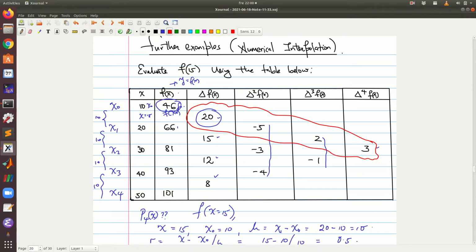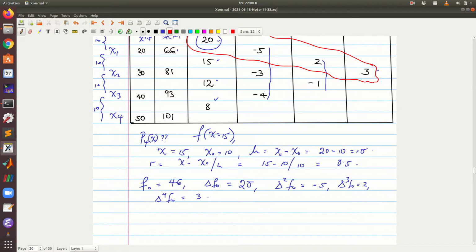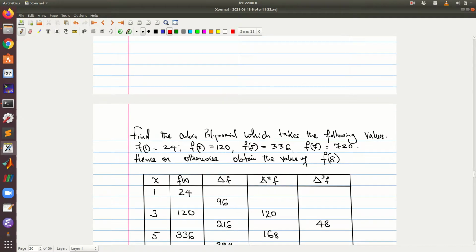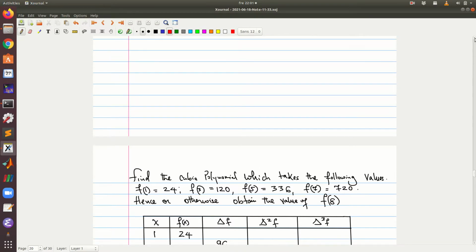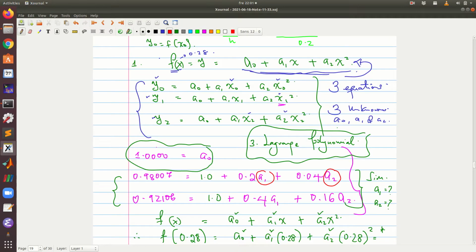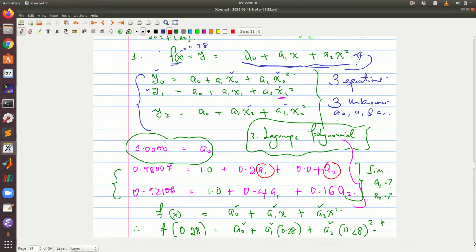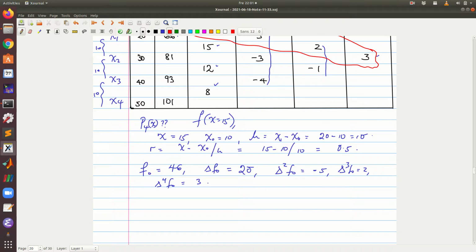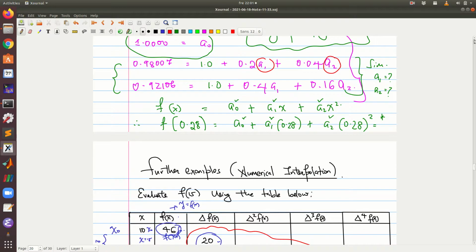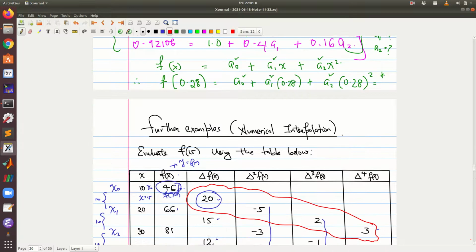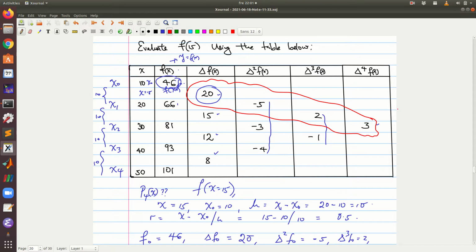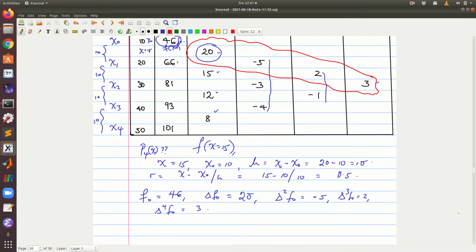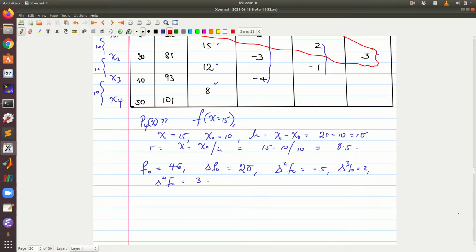Now I think we have all the information that we need. Sorry, is this 3 or -3? Just a minute. Okay, sorry, yes, it is 3, the fourth forward difference. Please check, this example is in the notes, so you will check for any error or mistake in these values, maybe a negative missing or something of that sort. But I hope all is okay.